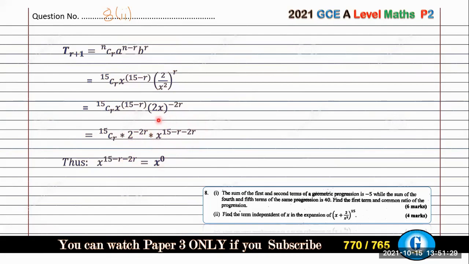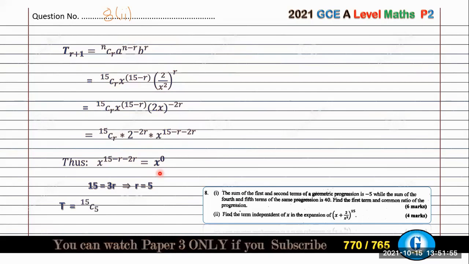For the term independent of x, this 15 minus r minus 2r should be equal to 0, because the term is independent of x. So we have 15 equal to 3r, and r is equal to 5. So this will be the term independent of x. Therefore, that term independent of x is the sixth term actually.